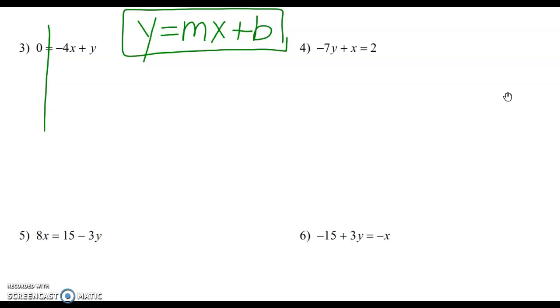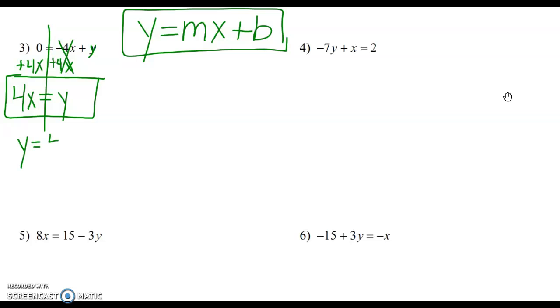So on number 3, y is on the right, which is fine. I know some of you don't like it, but that's fine. To move the negative 4x to the other side, I would add 4x to both sides. Cancel and clean, so 0 plus 4x is 4x. Other side is y. Y is alone, that is slope-intercept form. If you don't like the y on the right, you can move it to the left as y equals 4x. So then in a little bit, we'd have to pick it apart to graph it.